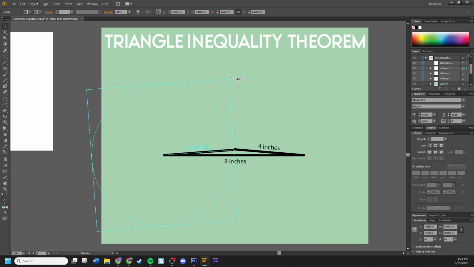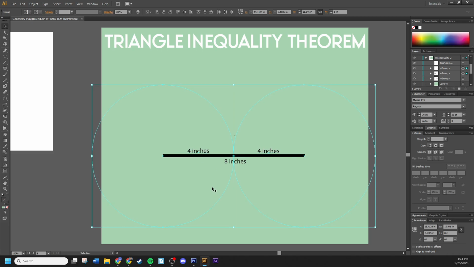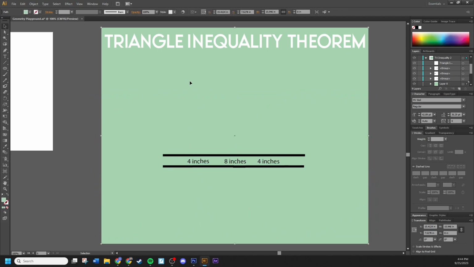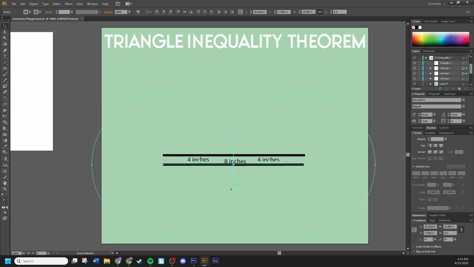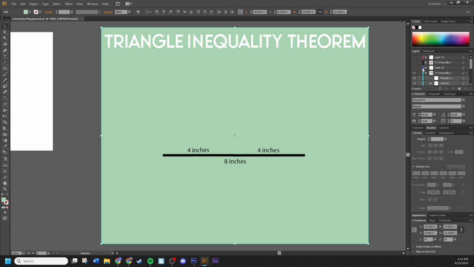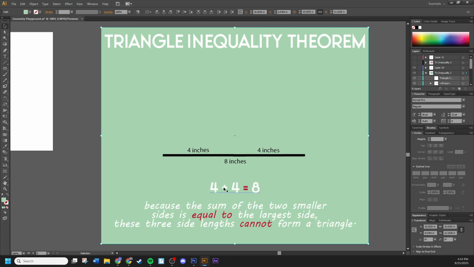They are not going to truly touch until they are laying flat, and this does not form the triangle. The only time these will touch is if they're laying flat next to each other, which is the exact same length as the 8-inch base. So this does not work. The theorem shows that because 4 plus 4 equals 8, and they're equal to the largest side, they cannot form a triangle.